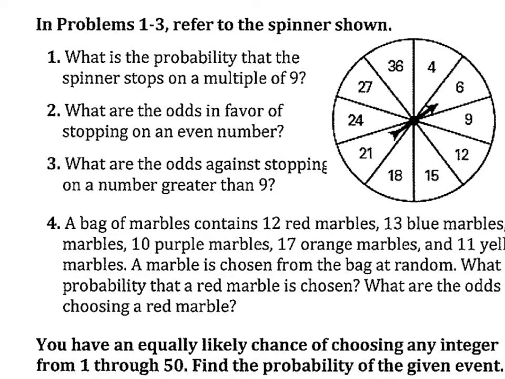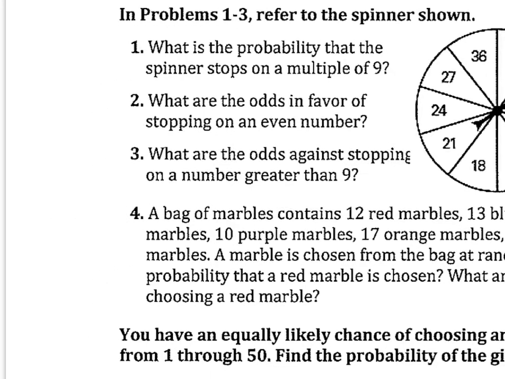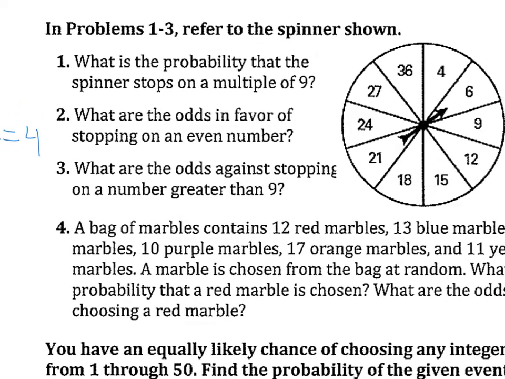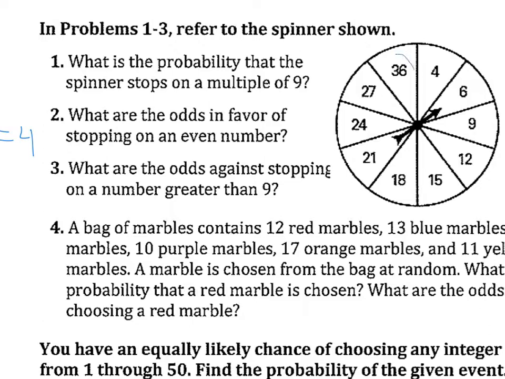So question number 1 wants to know, what is the probability that the spinner, this spinner over here, is going to stop on a multiple of 9? If you're not sure what a multiple of 9 is, it's a number that if you take the number, for example, let's start with 36, and you divide it by 9, do you get a whole number? So for example, 36 divided by 9 equals 4. So 36 would be a multiple of 9, okay?